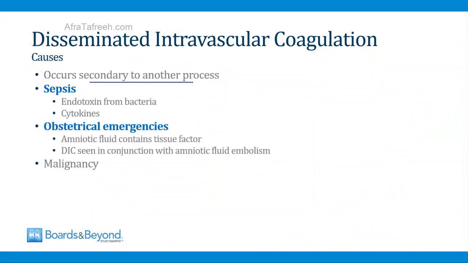DIC occurs secondary to another process. A classic trigger for DIC is sepsis. Some bacteria possess endotoxin, and this can trigger DIC. It can also be triggered by cytokines from the inflammatory response that's part of sepsis. DIC is also a feared complication in obstetrical emergencies. So amniotic fluid contains tissue factor, which can activate the clotting cascade. So DIC is seen in conjunction with amniotic fluid embolism and can also occur in other obstetric emergencies. And then finally, many malignancies can potentially lead to DIC.